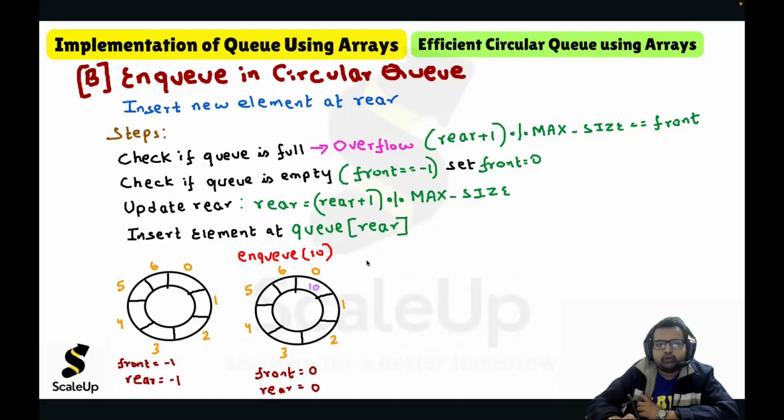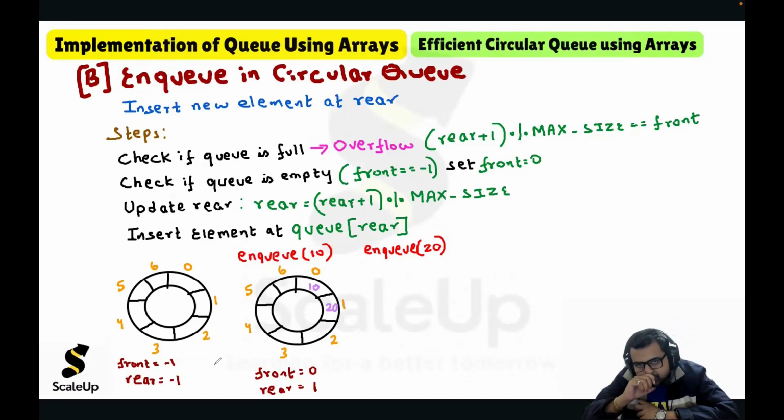Now in the same queue, when you perform NQ 20, front will remain the same, rear will get updated by 1. So rear will be the previous value of rear, that is 0 plus 1 modulo 7. So that is 1. So rear will point to 1, and in that index, the new element 20 will get inserted. So this is how the NQ operation will work.